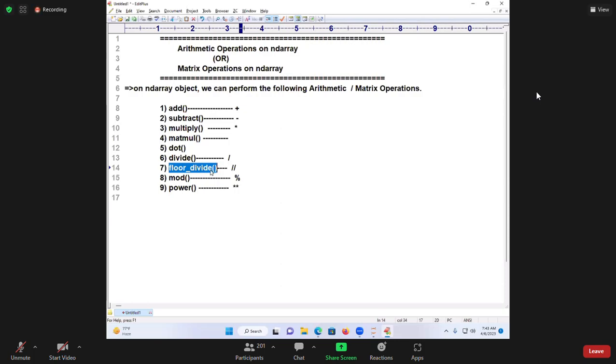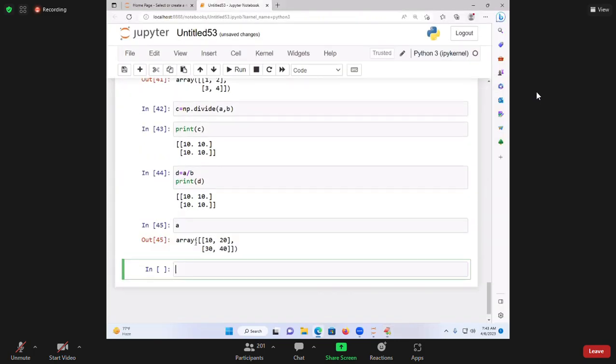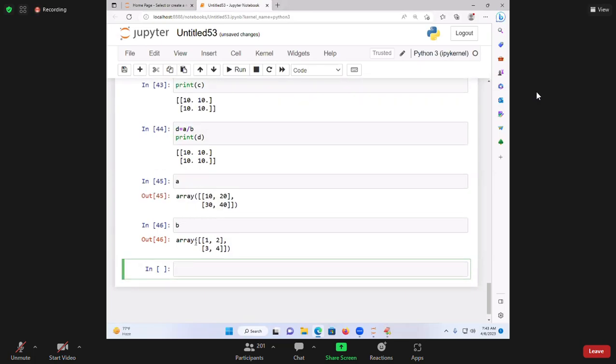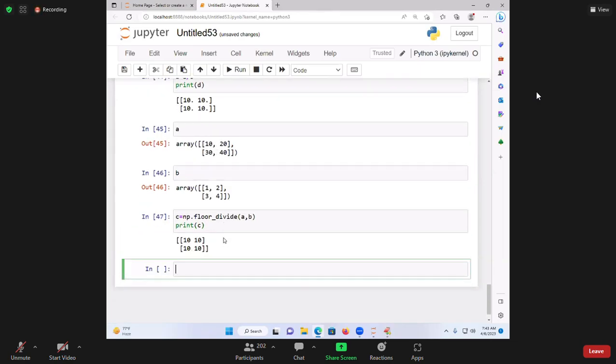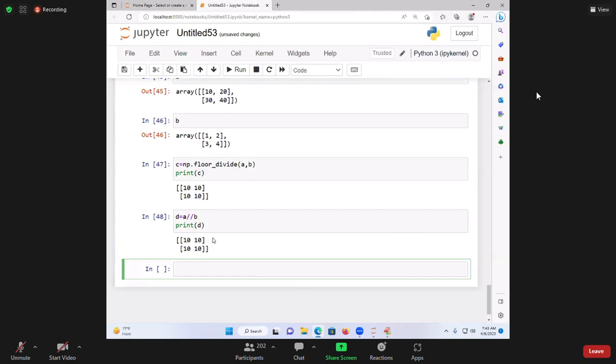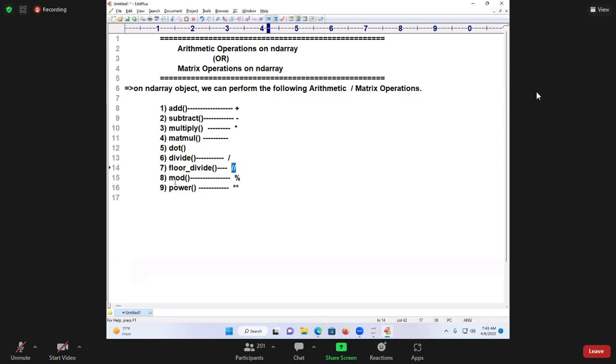Floor divide. Go to the place, print A and print B. Now say that C is equal to np.floor_divide of A comma B. And print what here, students? See, you print it. Same answer only, but instead of float values, you'll be getting integer values. That is 10, 10, 10 will come. So D is equal to A double slash B and print D. Same answer will be coming like this. Did you understand this point? So here floor divide like this. And next is called what?